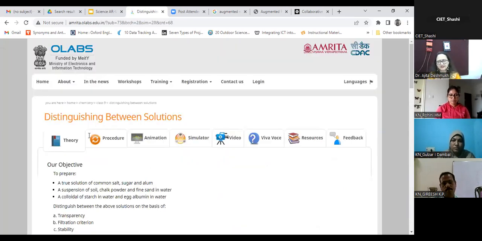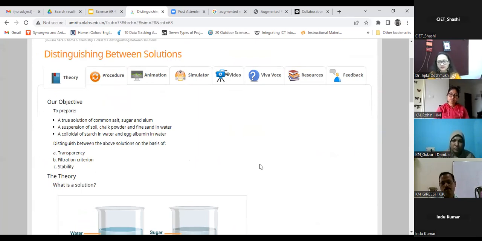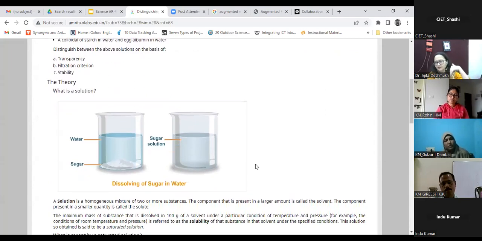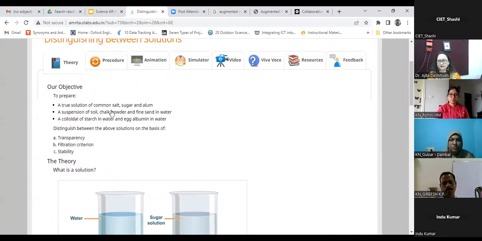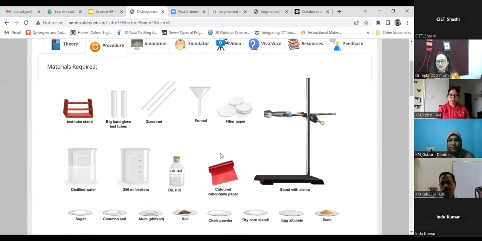Now the best part of OLABs is you have the theory. So the theory is going to explain, and this you can use with your students in your class while you are showing this, using a projector or something. Or you can also ask the student to read the theory and come back to the laboratory while doing this. Then of course there is a procedure where this is about the familiarization.